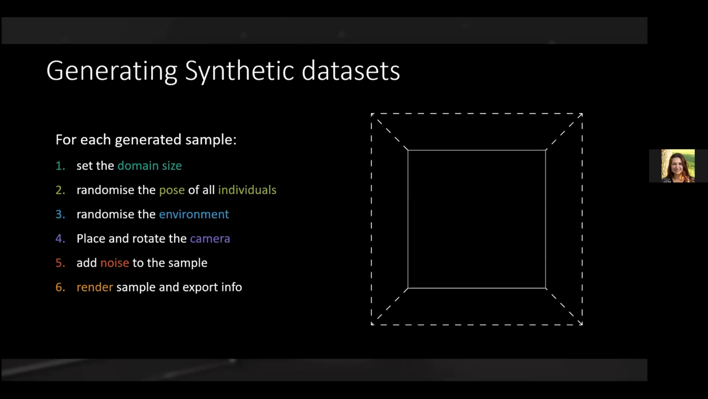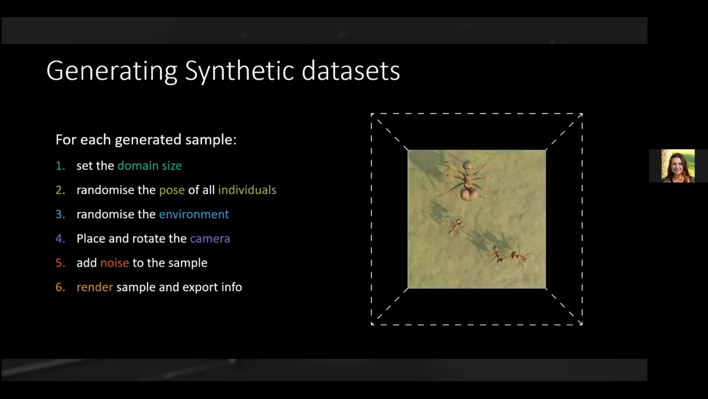The first thing we do is we set the domain size, so how much space the colony can occupy for that specific image. We randomize the pose of all the individuals that are in there. Then we randomize the environment. That can be as simple as just loading a background texture, all the way to using more complex lighting environments and different levels of occlusion. We then place and rotate the camera randomly within that scene. We add noise to the sample, and then we finally render the sample and export all the information that we could possibly want from it.